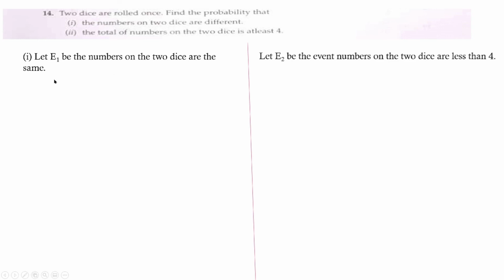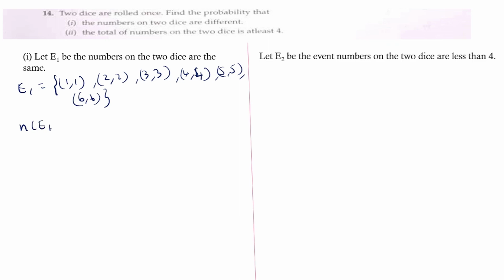Next question, 2 dice are rolled once. Find the probability that the numbers on 2 dice are different, and that the total of numbers on the 2 dice is at least 4. So let E1 be the event that the numbers on the 2 dice are the same, so that we can find the numbers on 2 dice are different as complement of E1. So E1 consists of 1,1, 2,2, 3,3, 4,4, 5,5 and 6,6.